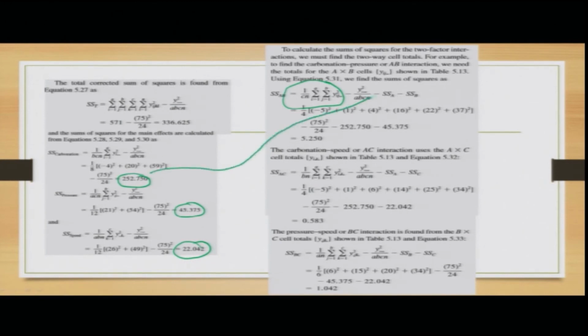These are the values which I have. That value gives me SSAB as 5.5. I am again not mentioning the decimals. Similarly, I follow the same concept for SSAC. The value comes out to be 0.583. I have to read the decimals here, and the value of SSBC comes out to be 1.042.